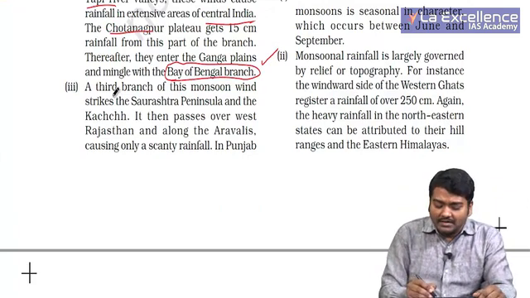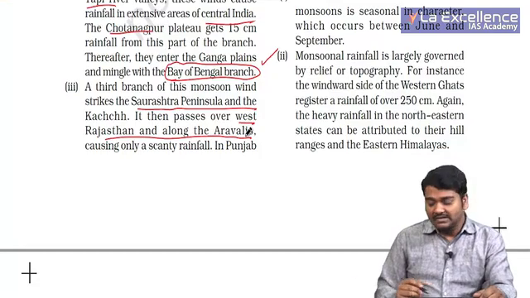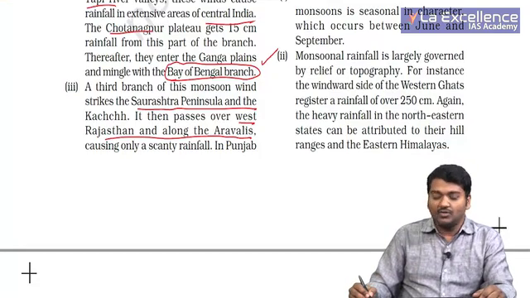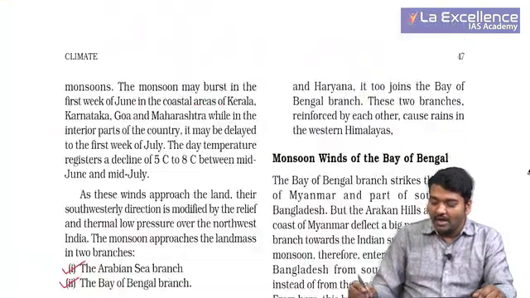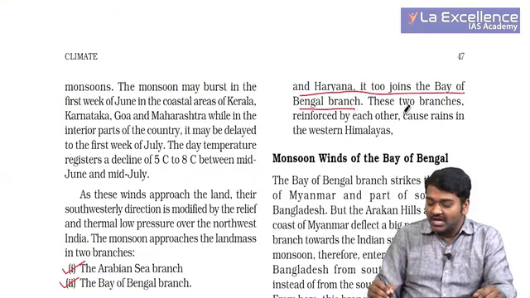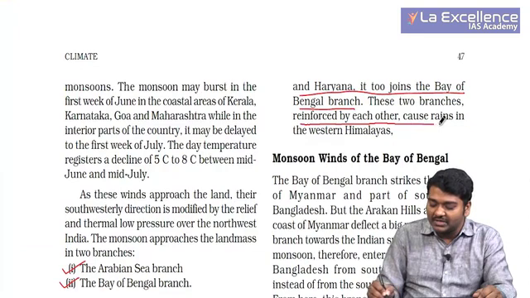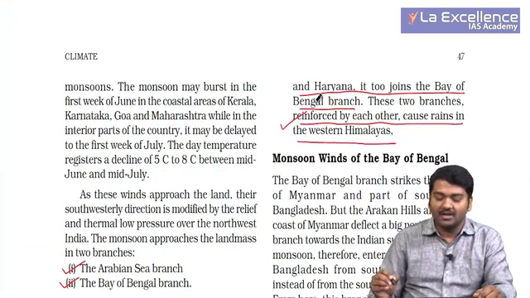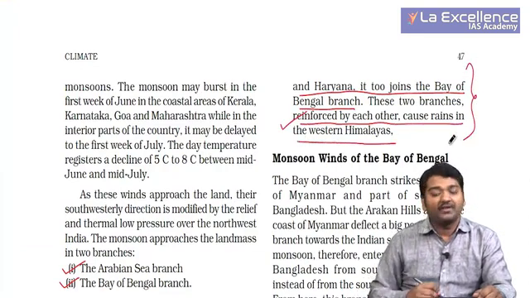And then the third branch of the monsoon wind strikes the Saurashtra peninsula, and here they move along western Rajasthan and the Aravallis. As they move parallel, they usually give less rainfall. In Punjab and Haryana, it too joins the Bay of Bengal branch. These two branches, reinforced by each other, cause rains in the western Himalayas. Very, very important for us.